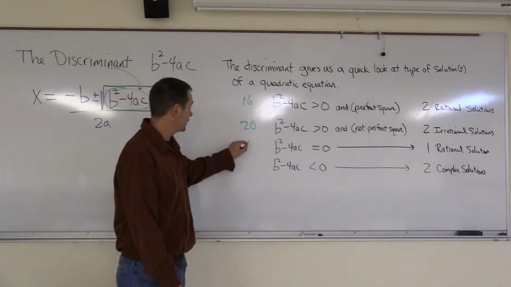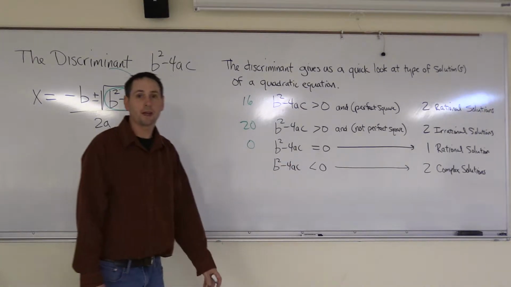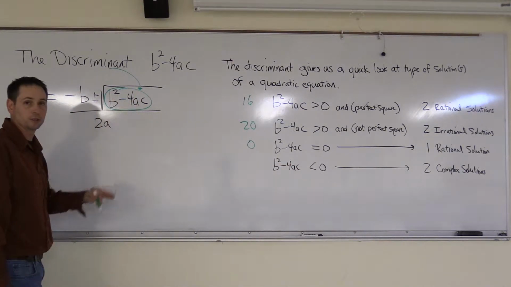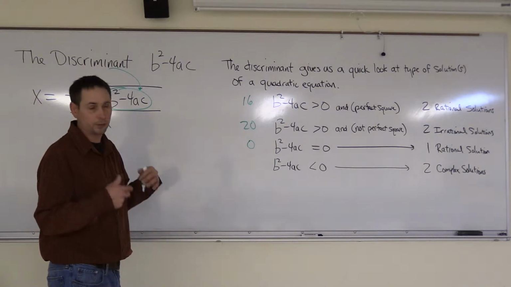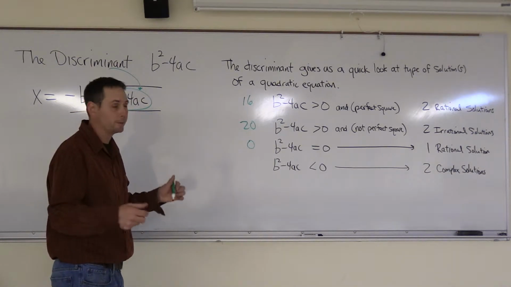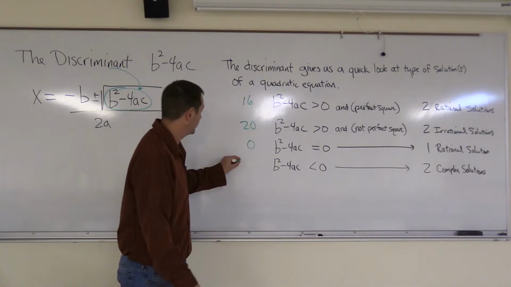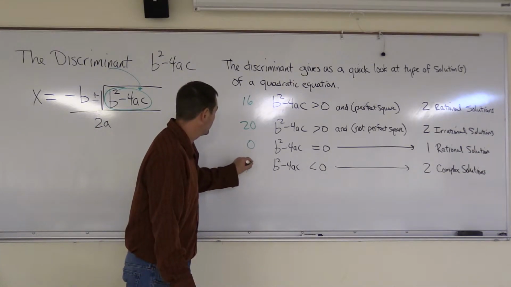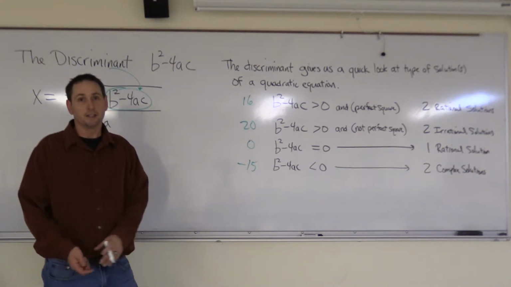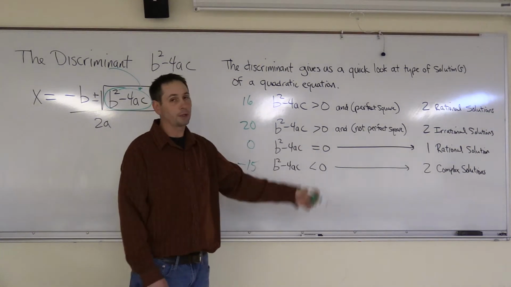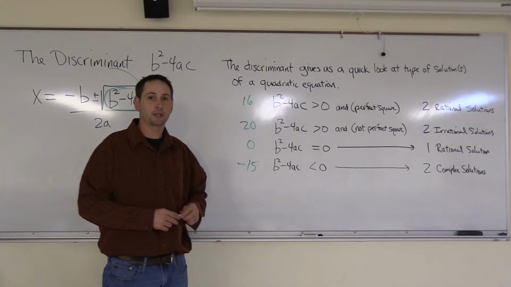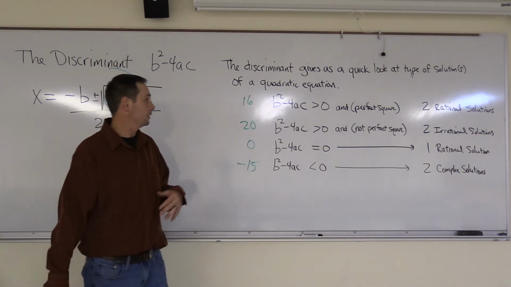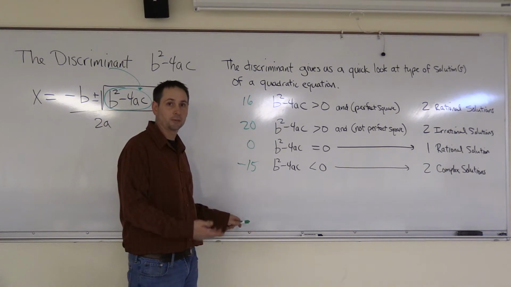And then if it is less than 0, that forces a negative underneath the root symbol, which puts us into the complex number system, where we have to pull our i out to simplify them. An example would be like negative 15 or negative 16, anything. You're going to end up with two complex solutions if the discriminant is less than 0. So you'll be asked questions like, find the discriminant and tell what type of solutions they are.